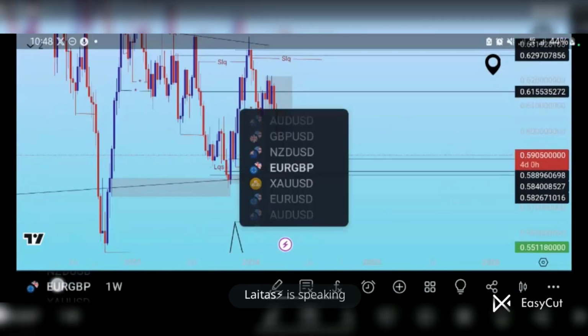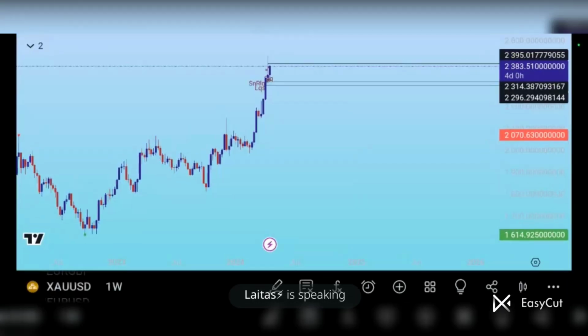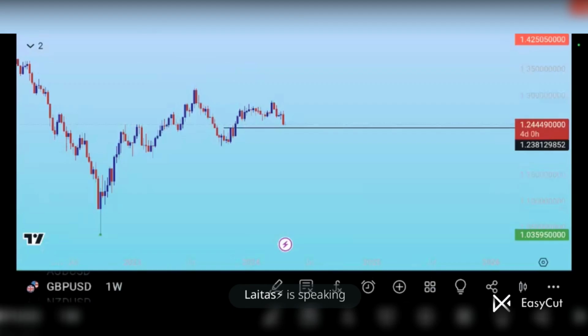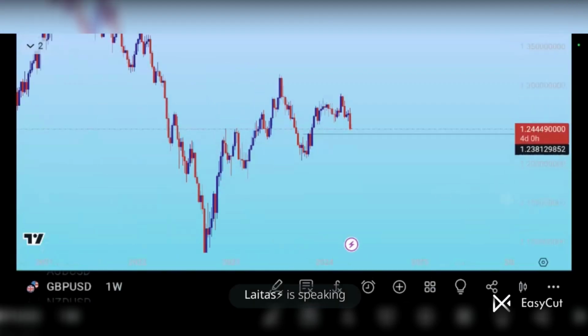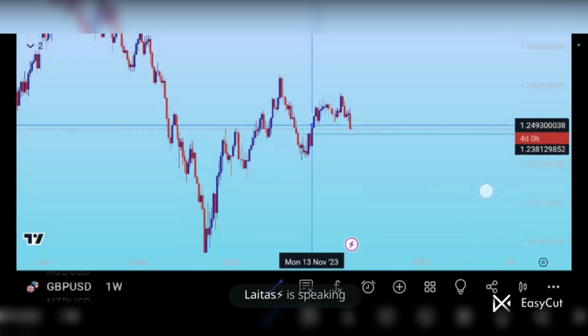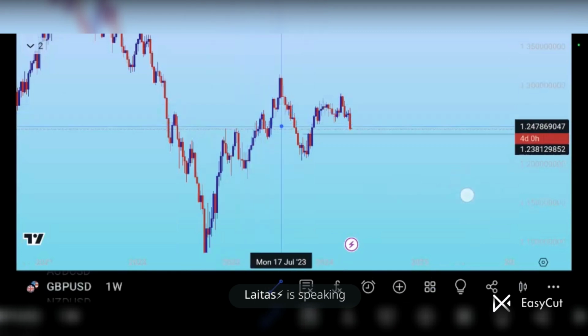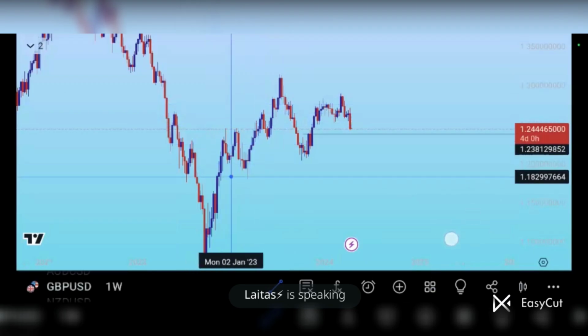Let me show you GU. So this is GU, right? Now looking for our liquidity. You know, I said something. I said when you see your structure clearly, you don't even need to look for SNR again. If you see your structure clearly.